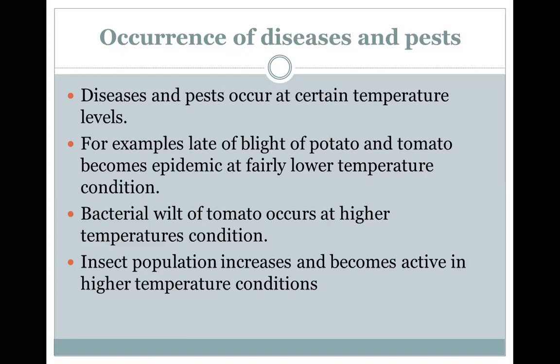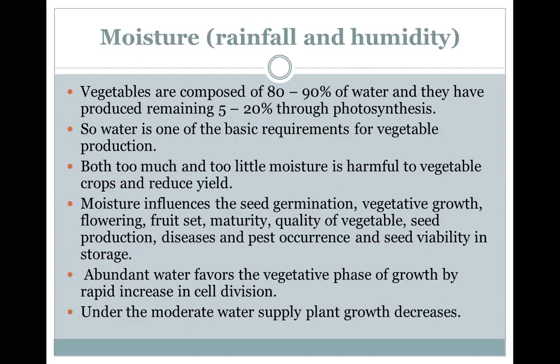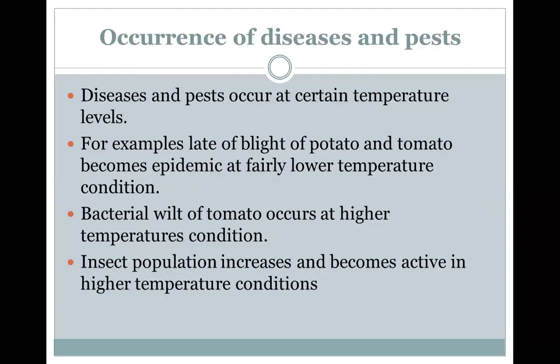Insect population increases and becomes active in higher temperature conditions, right? So insect attack is also increased when the temperature ranges are higher, because insects are very active at higher temperature conditions and their population also increases, and they will attack the crops when their growth is more. Okay, this is all about the temperature, right? The effect of temperature on the vegetable crops.